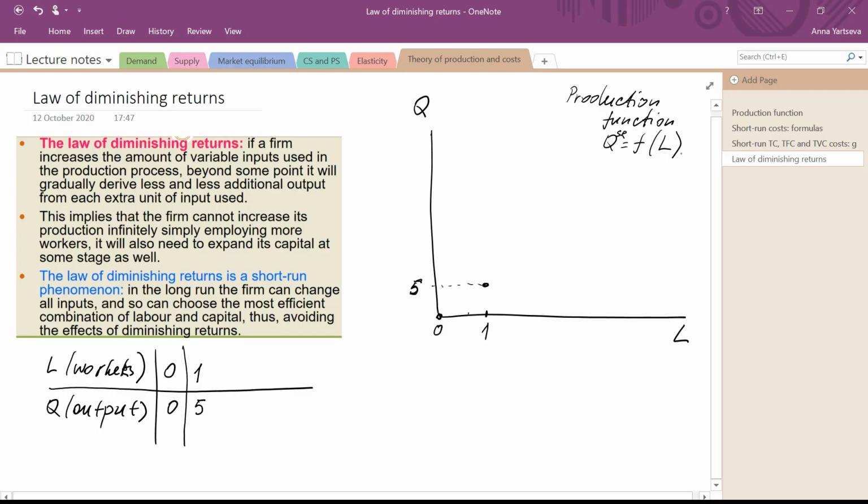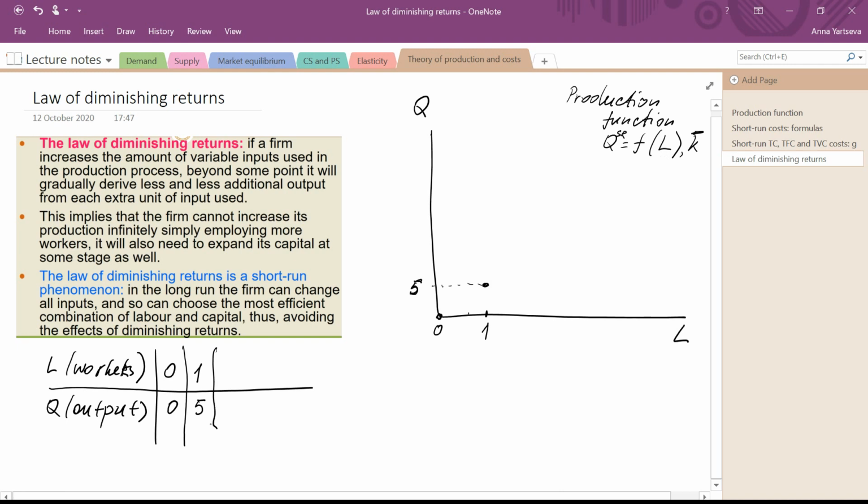Why is it? Because capital is fixed. Capital is fixed. It's set at a certain level. We use, let's say, 1 microwave and 1 oven, and our output doesn't vary because of different numbers of microwaves. It's given. So we can only increase output if we vary the amount of workers.